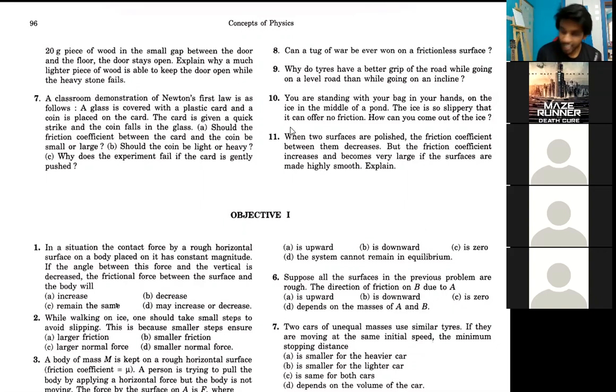Can it? No, sir. Friction is the force. In a tug of war case, you need some really good shoes with good grip on the ground. A spike shoe, sir. We can, sir, if we push the person horizontally.